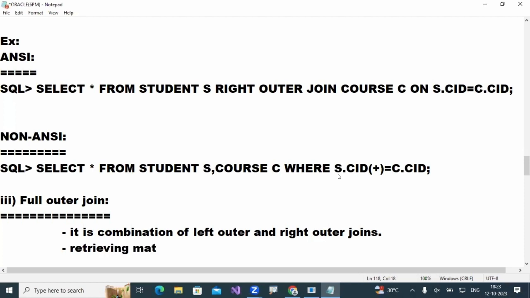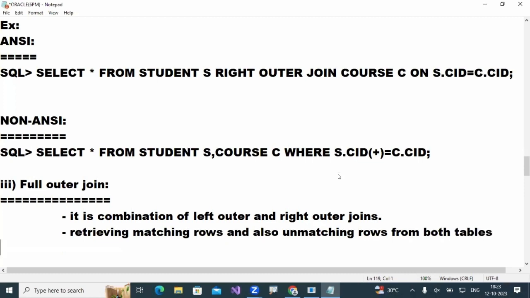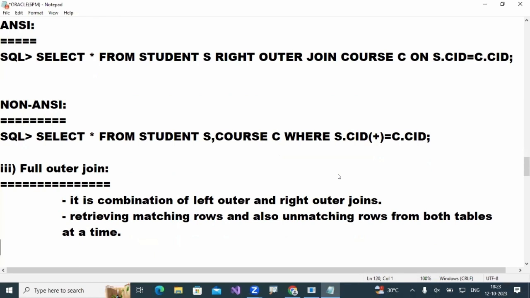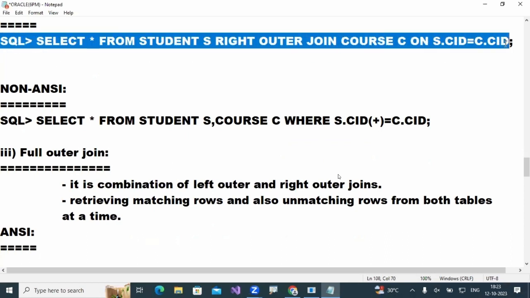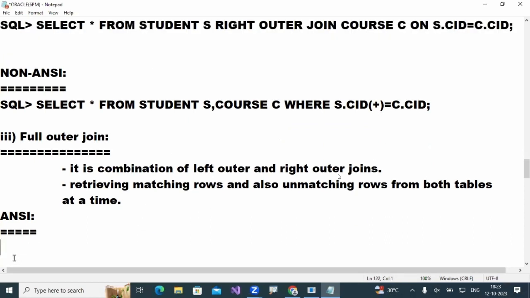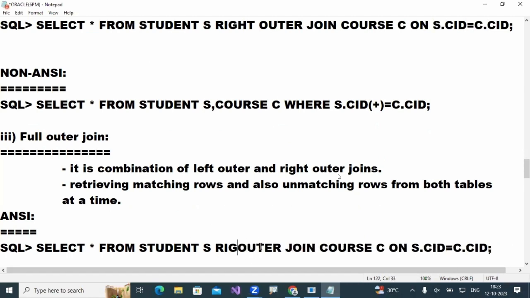It retrieves matching rows and also unmatching rows from both tables at a time. If I want to show you in ANSI format, just the keyword I'm going to use here is full. So I want to use here full outer join.